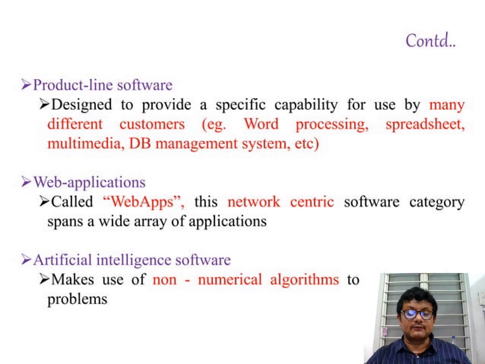Next, product line software, designed to provide a specific capability for use by many different customers. Examples: word processing, spreadsheet, multimedia, database management system, etc. Web apps. Web applications are shortly called web apps. This network-centric software category spans a wide array of applications. Next one is artificial intelligence software, which makes use of non-numerical algorithms to solve problems.